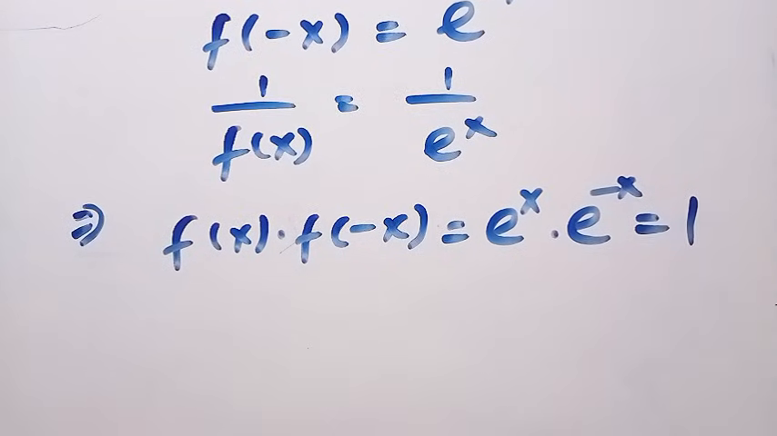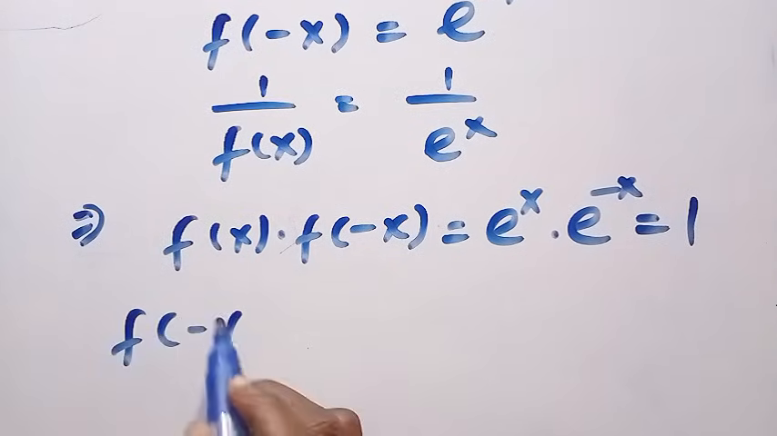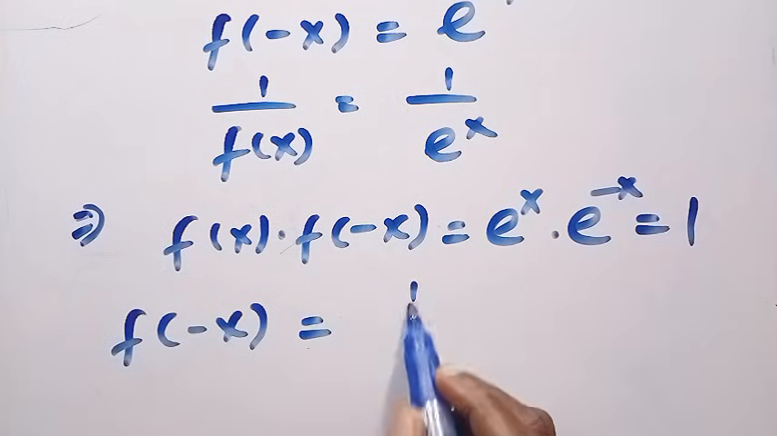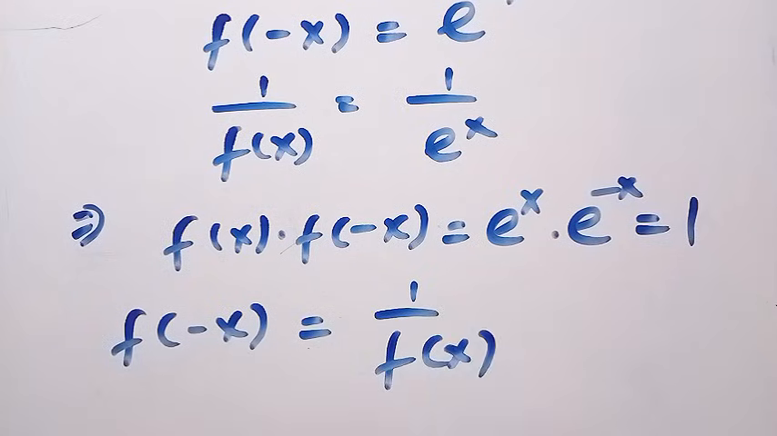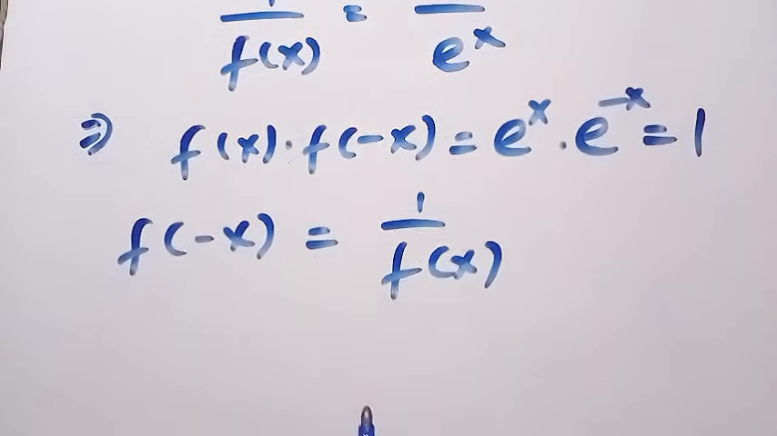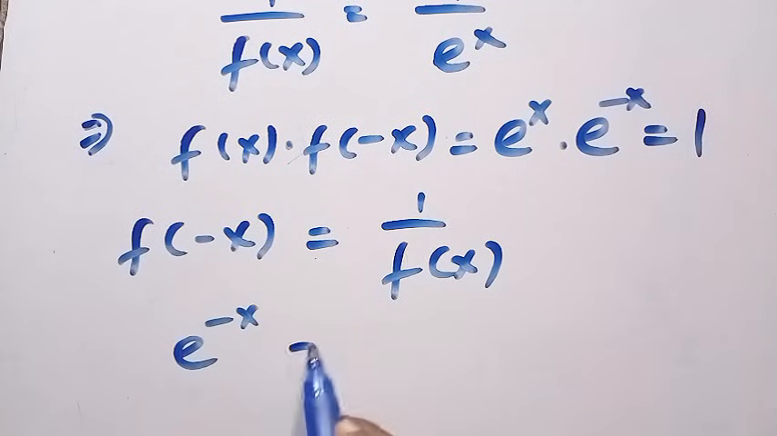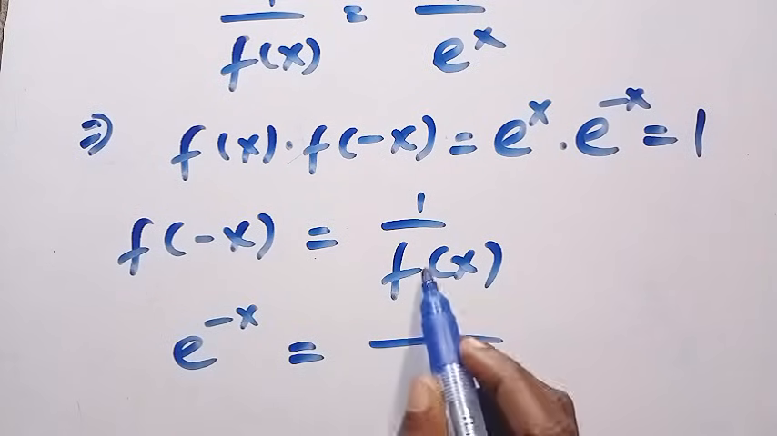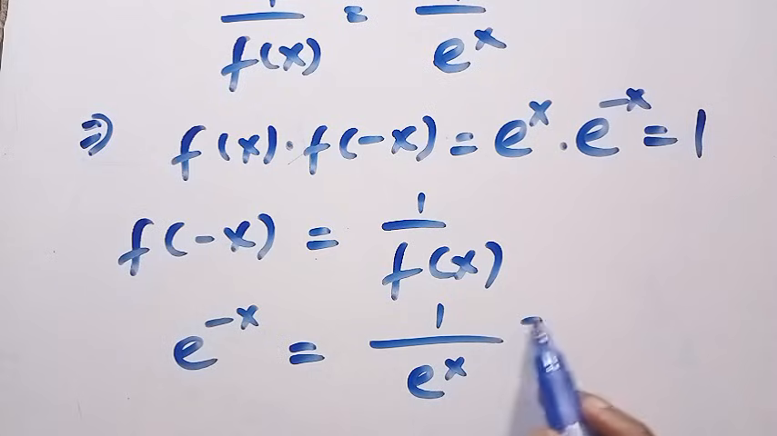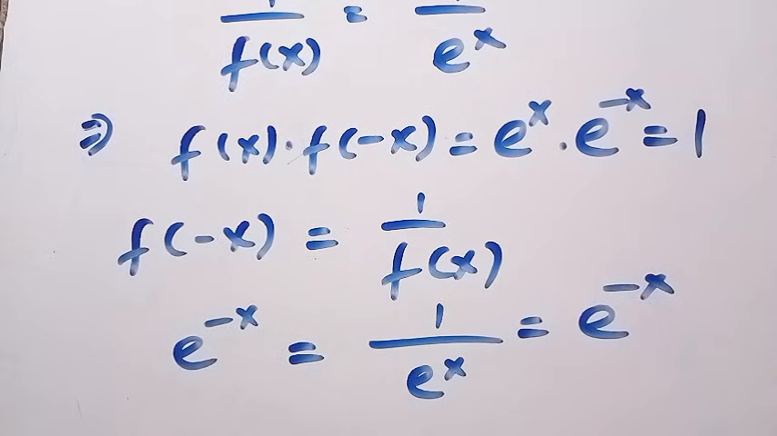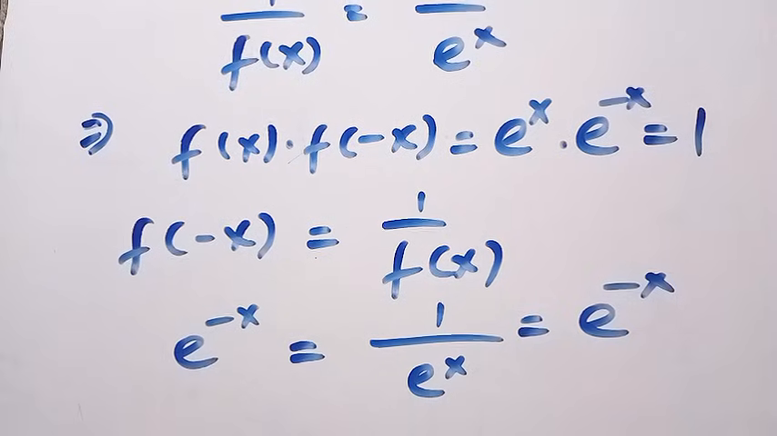And similarly, for every f of minus x, this will be equal to 1 over f of x. And f of minus x is given as e raised to power minus x, which equals 1 over f of x, which is e raised to power x, so everything equals e raised to power minus x. So this holds, and it is true for every value that we plug in for x.